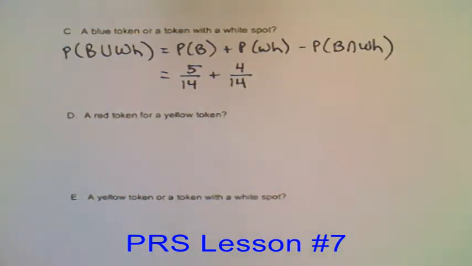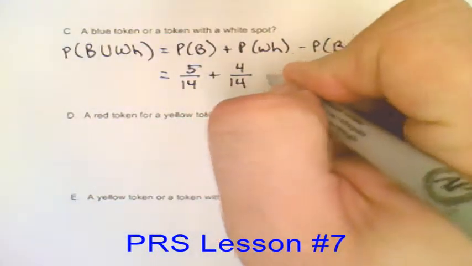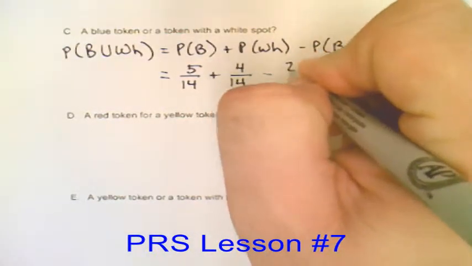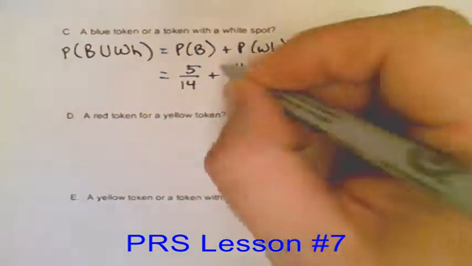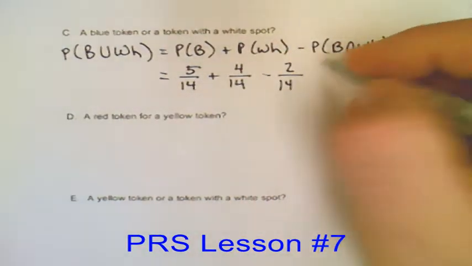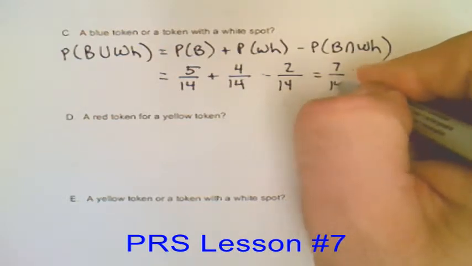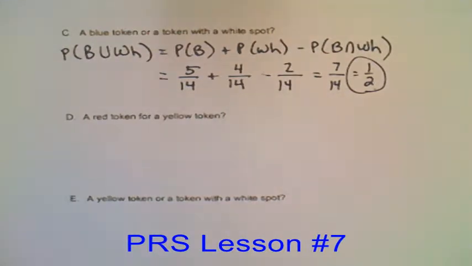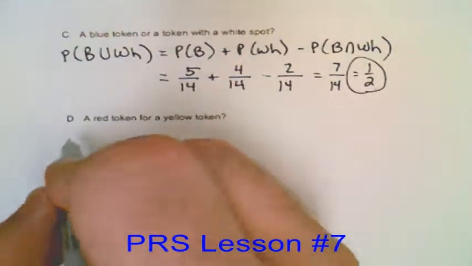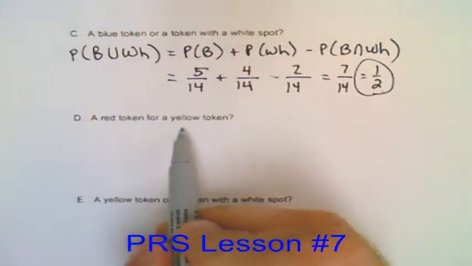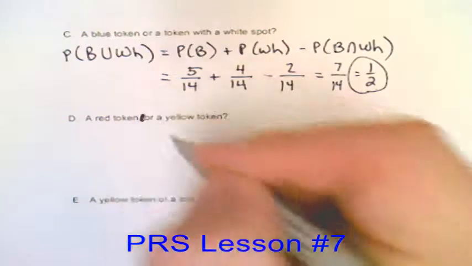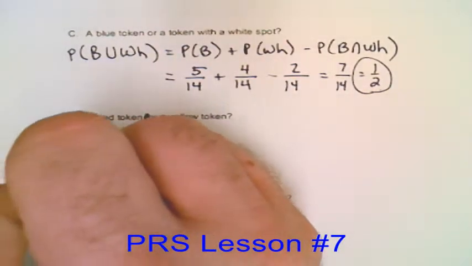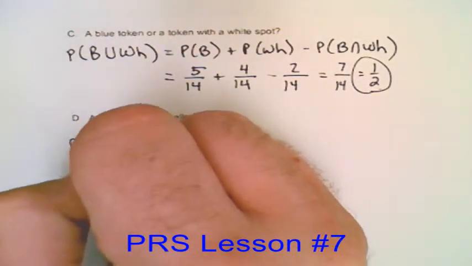Okay? So going from there, blue tokens. I'm looking in here, there are 5 blue tokens out of the 14, so it's 5 out of 14. Plus, white dots. Well, there are 4 with white dots, so it's plus 4 out of 14. However, since I can have a blue token with a white dot on it, then I've got to subtract those blue tokens with white dots. There are 2 of those. So minus 2 out of 14. So 5 plus 4 is 9, minus 2 is 7. So I'll get 7 out of 14, which does reduce to 1/2. But nonetheless, that's going on there.